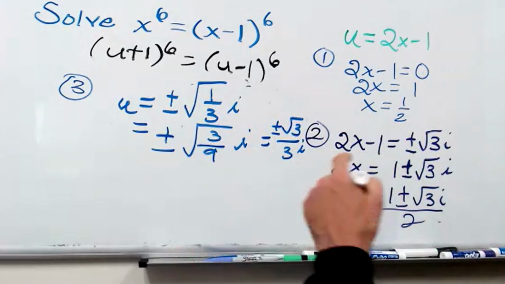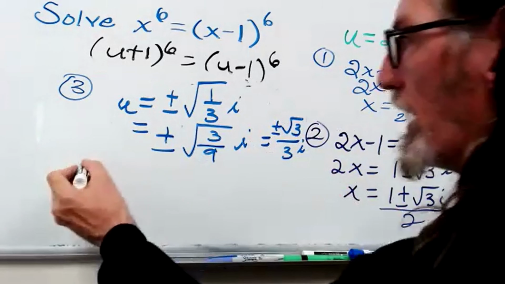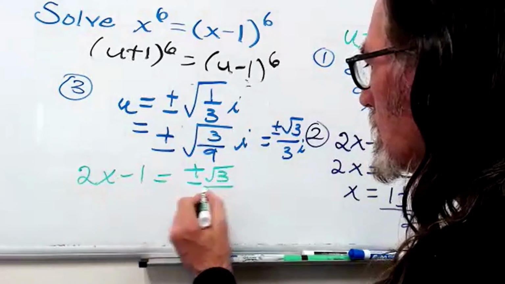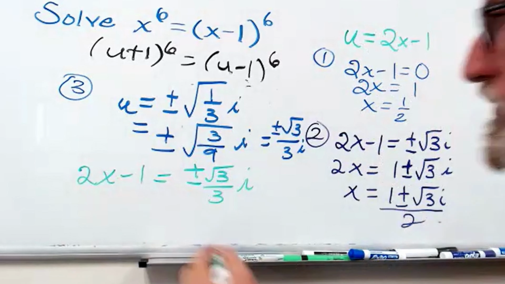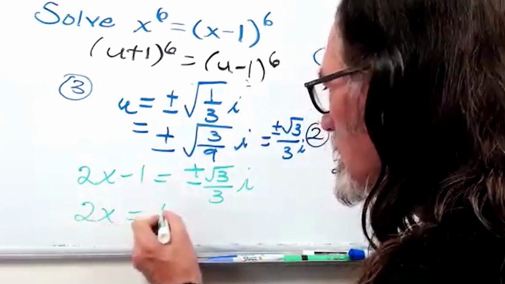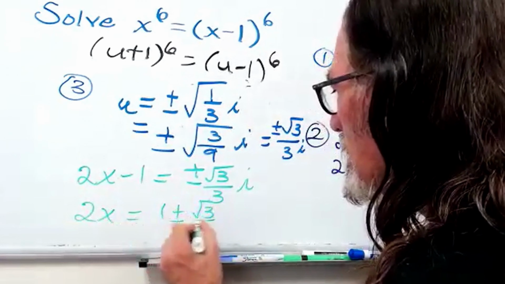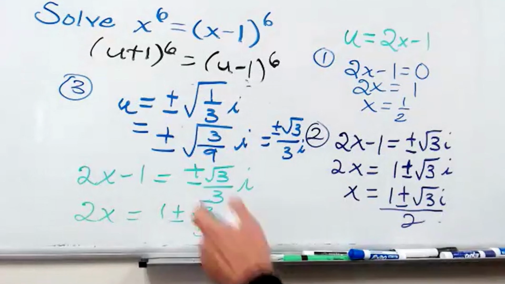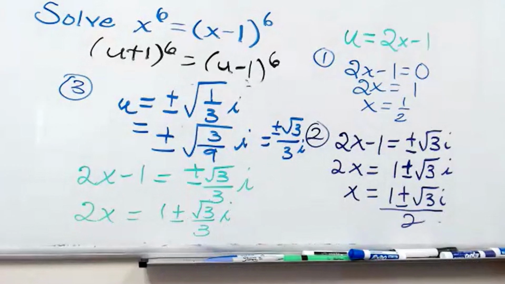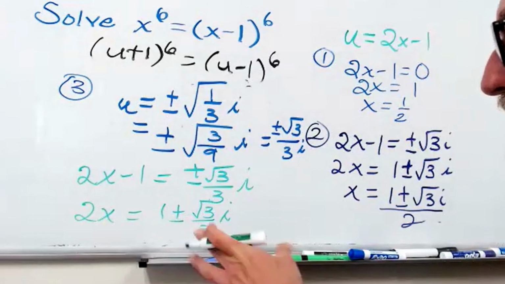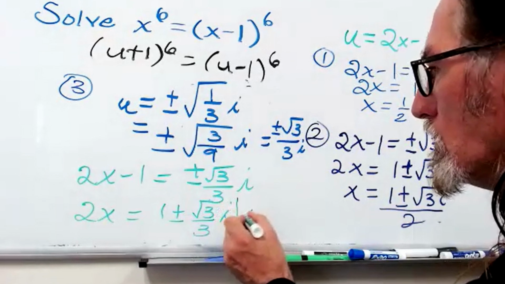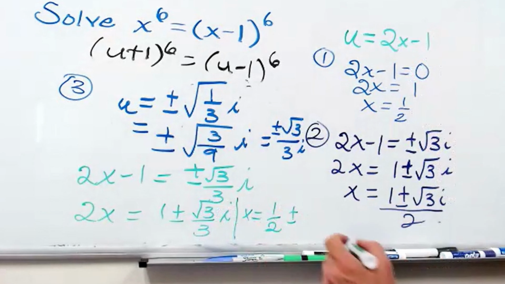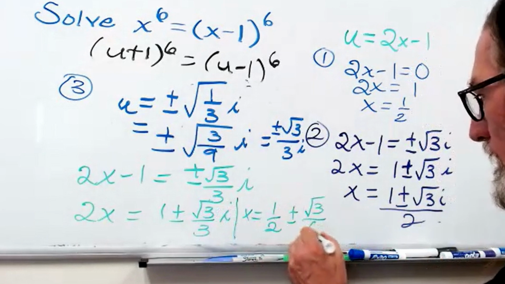So 2x minus 1 is equal to that. Add the 1 to both sides. And then rather than saying that I am dividing by 2, which would leave fractions inside of fractions, I'm going to say that I'm multiplying both sides by 1/2 and distributes. Which would give me that x is equal to 1/2 plus or minus square root of 3 over 6 times i.